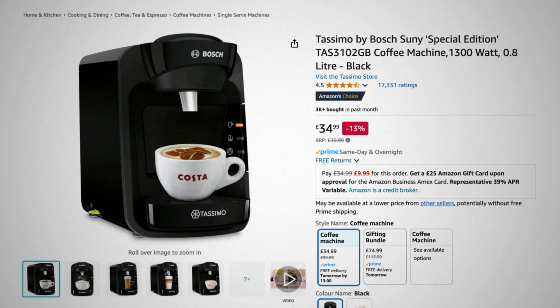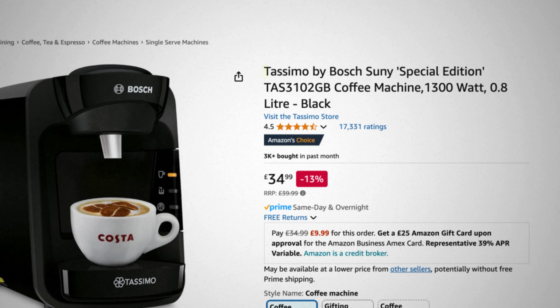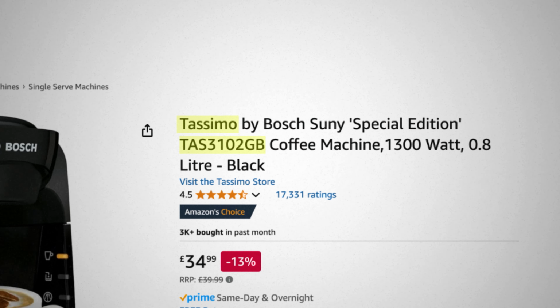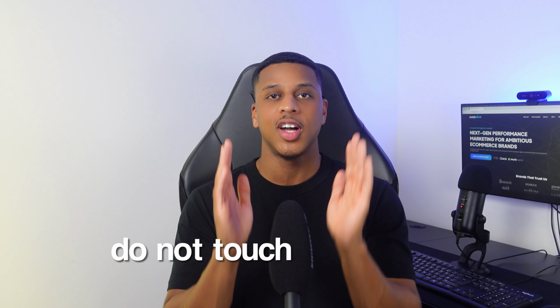Like literally, how many people are really out there searching for Tasimo TAS3102GB each month? Not a lot, right? Let's break down how to do on-page SEO properly for Shopify brands. First is a URL structure. Now, quick warning, if you have an existing page that is already getting tons of traffic from Google, do not touch your URLs.